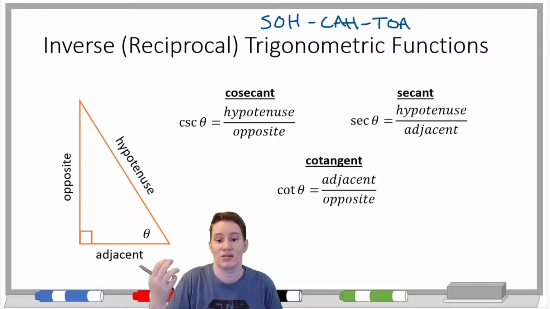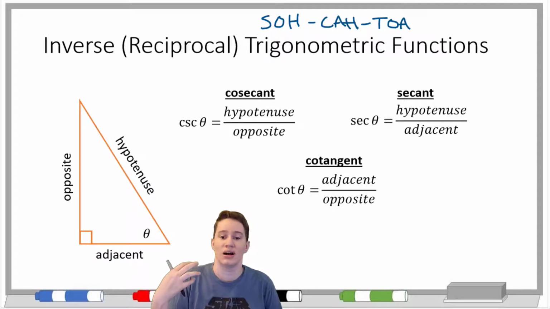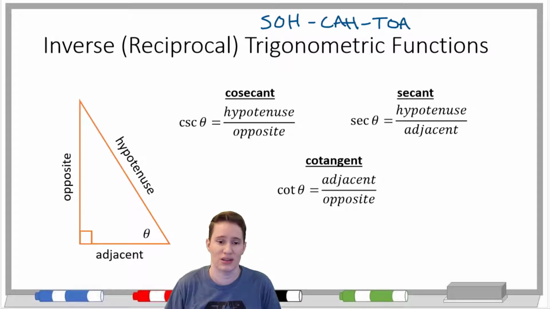And the same with secant. If I want secant of something, I would think, okay, secant and cosine go together, so I'm going to take what cosine is, adjacent over hypotenuse, and I'm going to flip it over. And that may sound complicated, and I do get that. It is kind of complicated, but you should get better and better at it as you get used to it.